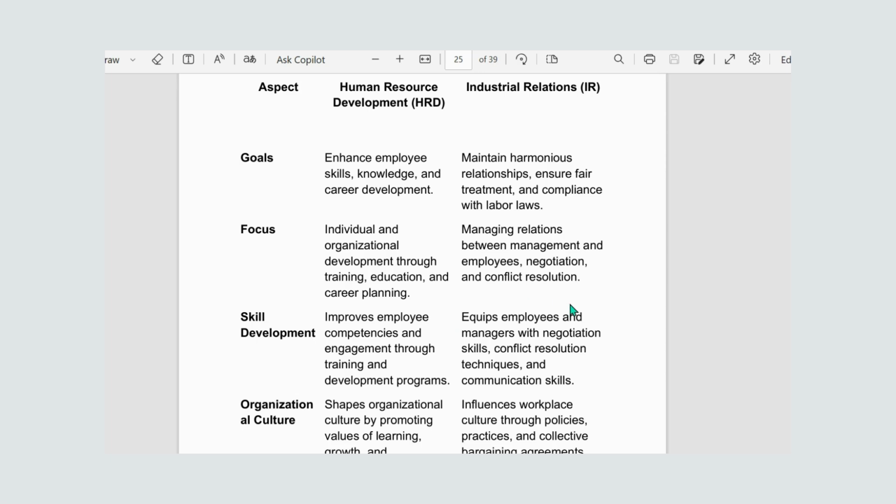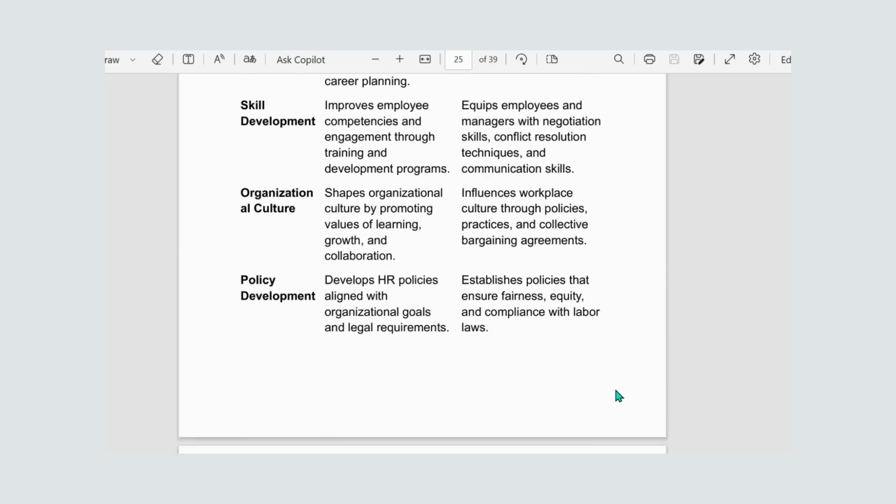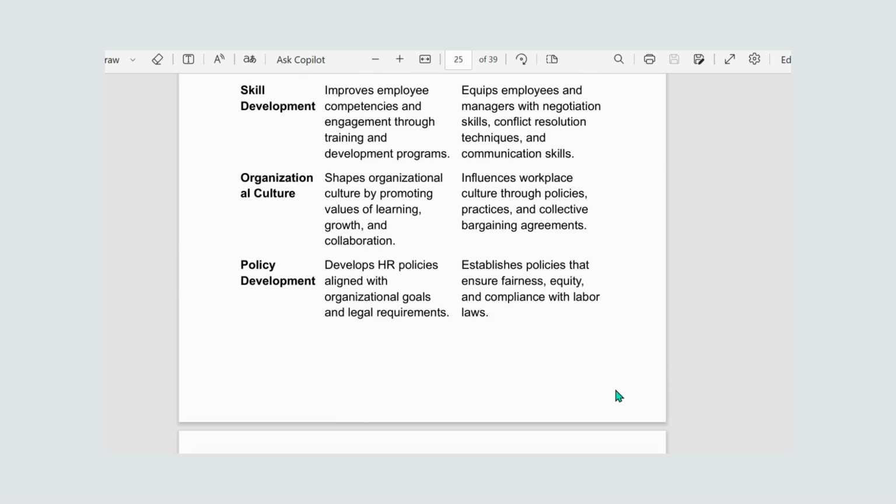The skill development in industrial relations is that it equips employees with negotiation skills, conflict resolution techniques, and communication skills. The organizational culture in HRD helps to shape the culture by promoting values of learning, growth, and collaboration. Whereas in industrial relation, it influences workplace culture through policies, practice, and agreements.